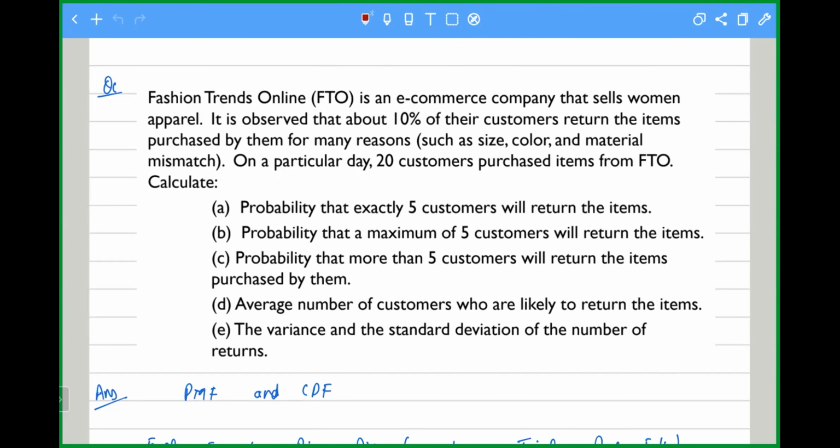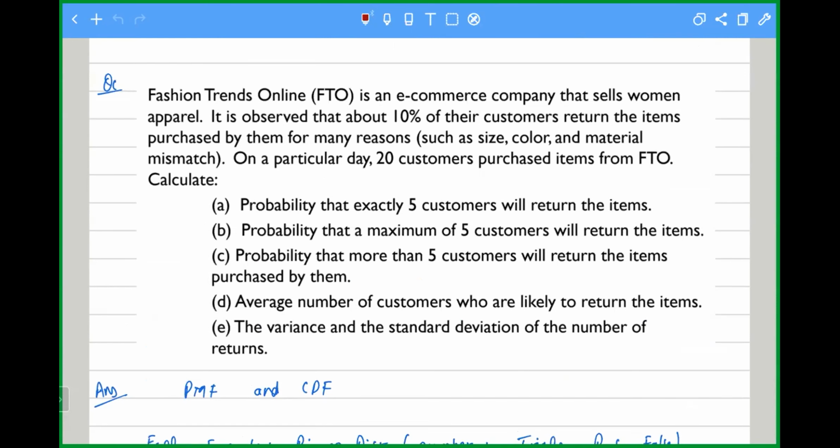Don't apply formulas. Just tell me whether it's a probability mass function or cumulative distribution function, and what is x. Is it equal to 20? Is it less than or equal to 20, greater than 20? All of that. And what is x equal to? X will be 20 because it's clearly mentioned 20 customers. So yes, X will be 20.